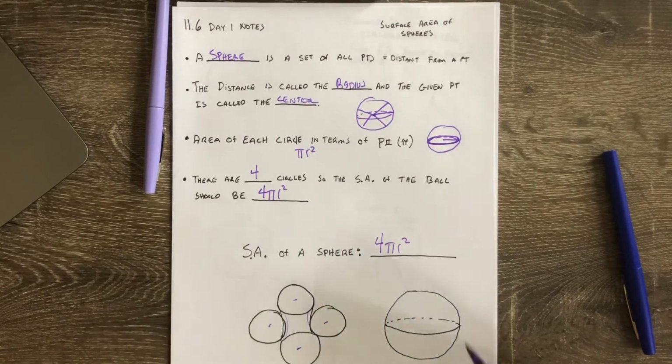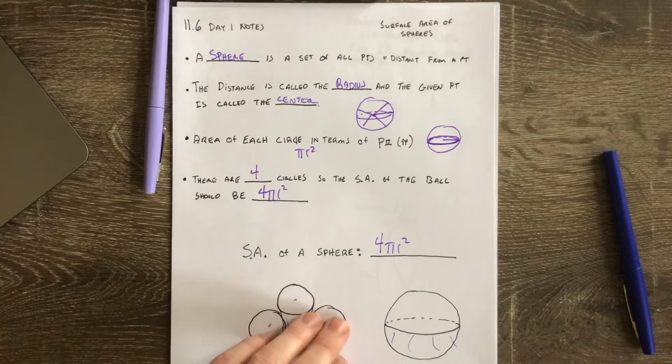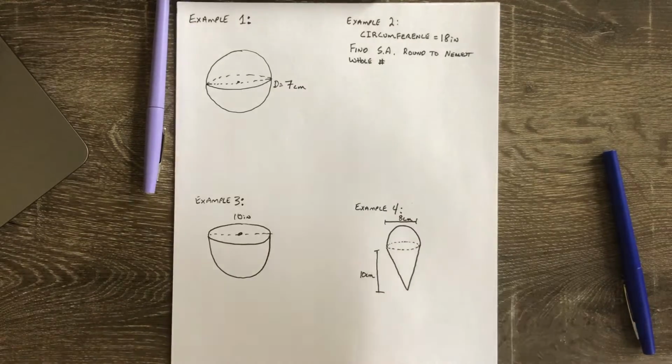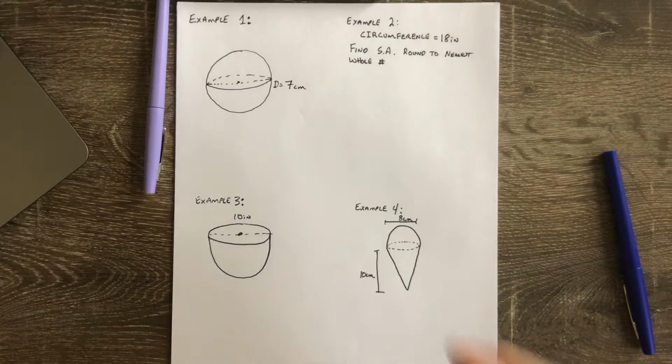And remember, surface area is the area on the outside. It's only the area you can touch. Okay, so 4 pi r squared is what we're going to be working with, and then divvying things up from there. So if you look here, we have 1, 2, 3, 4 examples. This example and this example are very similar.